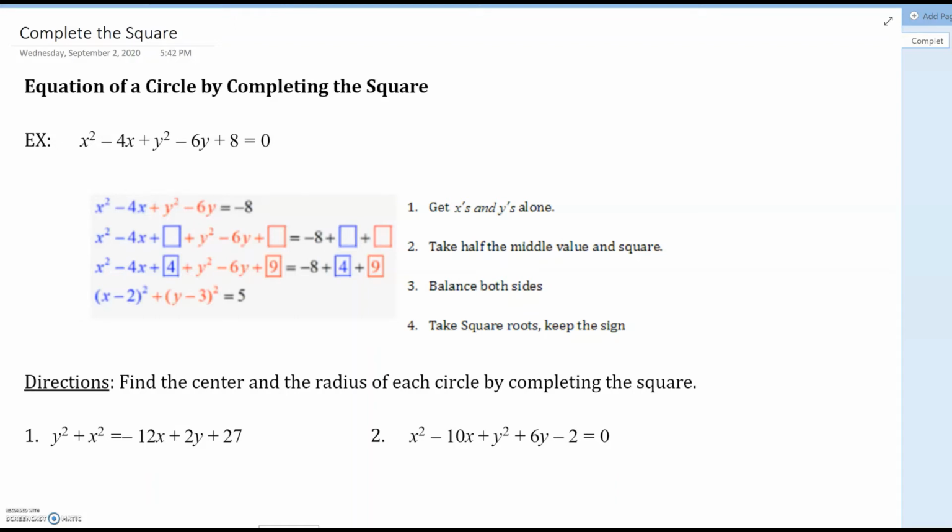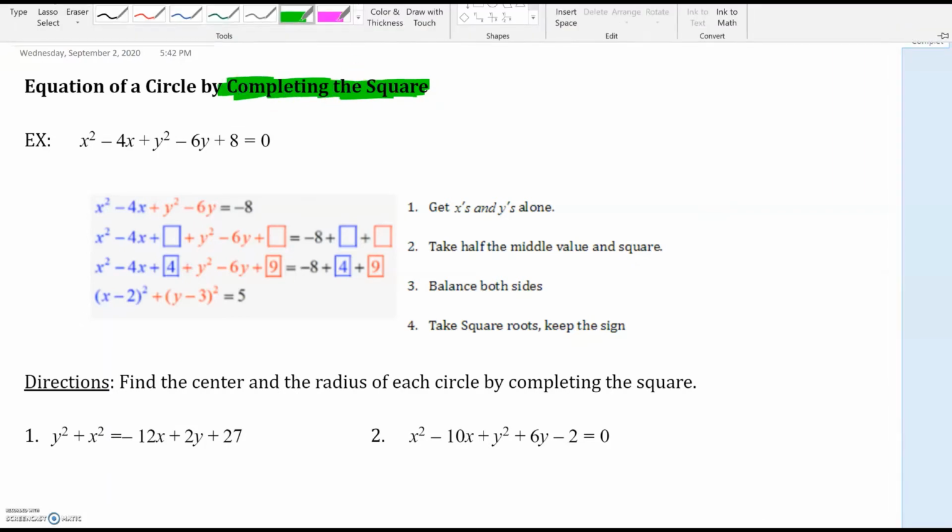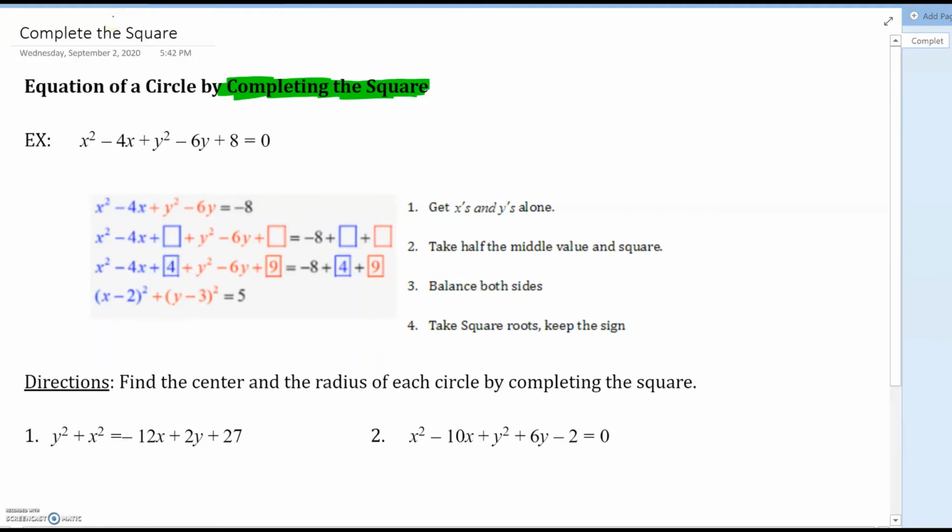Okay guys, today we are going to find the equation of a circle by completing the square. So we're going to be using our ideas of factoring in order to do this. This is called completing the square. So from before, when you have the equation of a circle, you need to have the center and the radius, or be able to tell what that is given the equation.